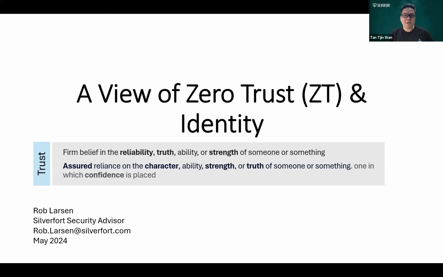In this webinar, we will introduce Rob Larsen. He was a former chief security architect at General Motors, GM. Today he will share why identity protection is so critical in GM's zero trust strategy and why he chose Silverfort to help them achieve their goals.